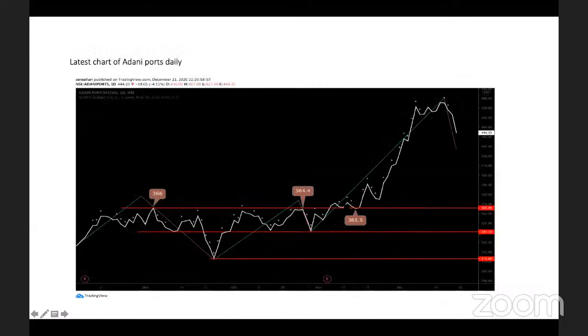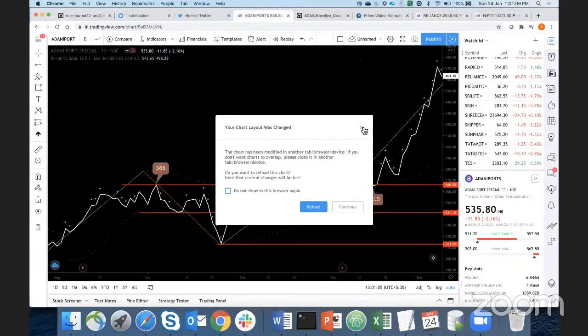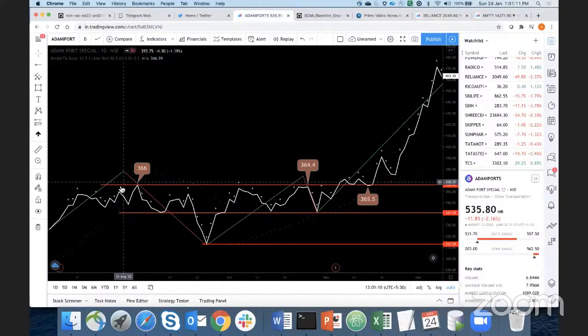So later what happened, you can see clearly. It did a retest, and then it's flying like anything, and now it is around 535. You are able to see here, right? So this is the Adani Ports chart. It broke the previous swing high over here. So here I entered with a stop loss below 340 precisely. And then it did multiple retests of previous highs, recent swing highs, right?